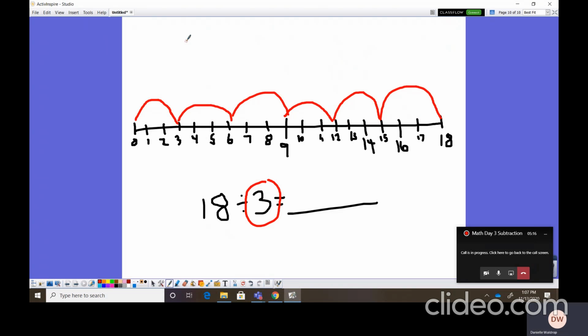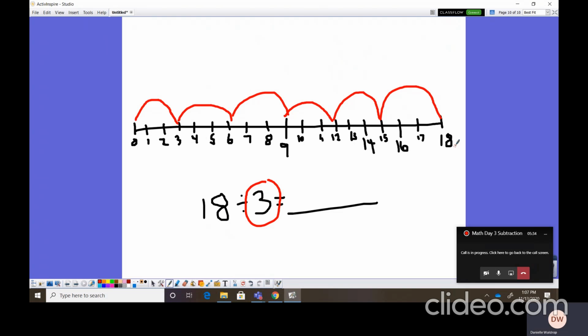So start at 18 and take away 3 each time. Remember, don't do little hops. You're doing groups of 3. So there's 3 in each jump. Once you've done your jumps of 3, we're going to go back and count our jumps, how many hills there are.